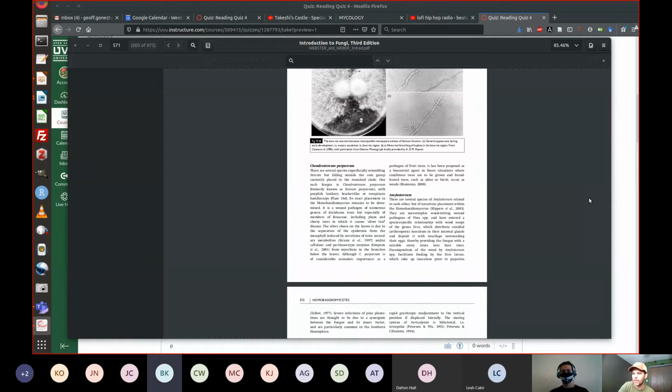Along those same lines with the puffball, you said that raindrops actually can activate them to mist out, right? Yeah, totally. So it doesn't take much.